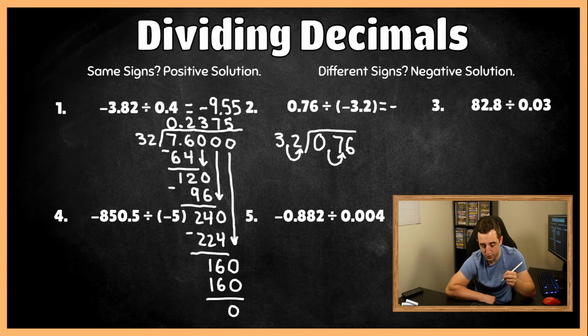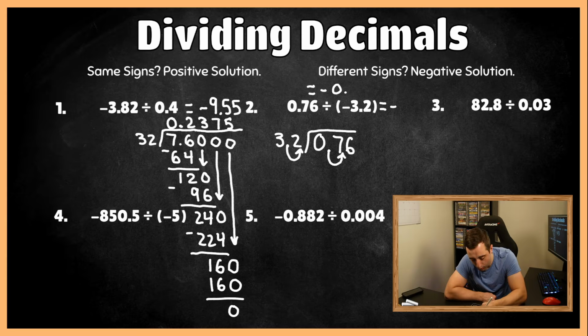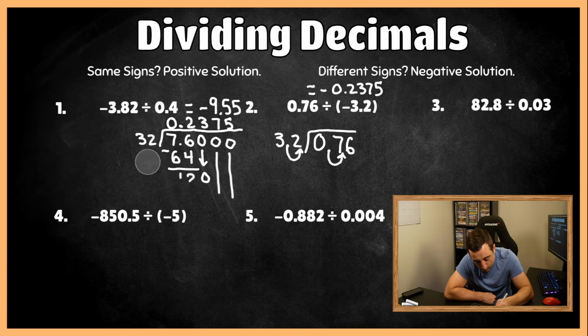So our final answer is 2,375 10,000ths. However, we want to make sure that it's negative. I don't know if I'm going to be able to fit it in that small space, so I'm just going to write the answer above the problem. So we're going to put equals negative 0.2375. That way I don't cram it into number 3 there. So let's get rid of that. Let's get rid of all of this work, and then we'll move on to our third one.